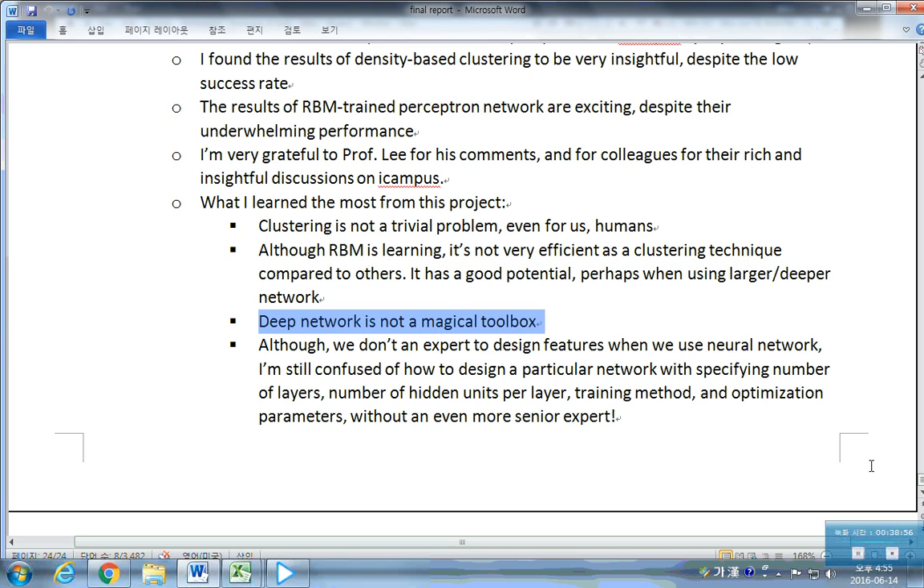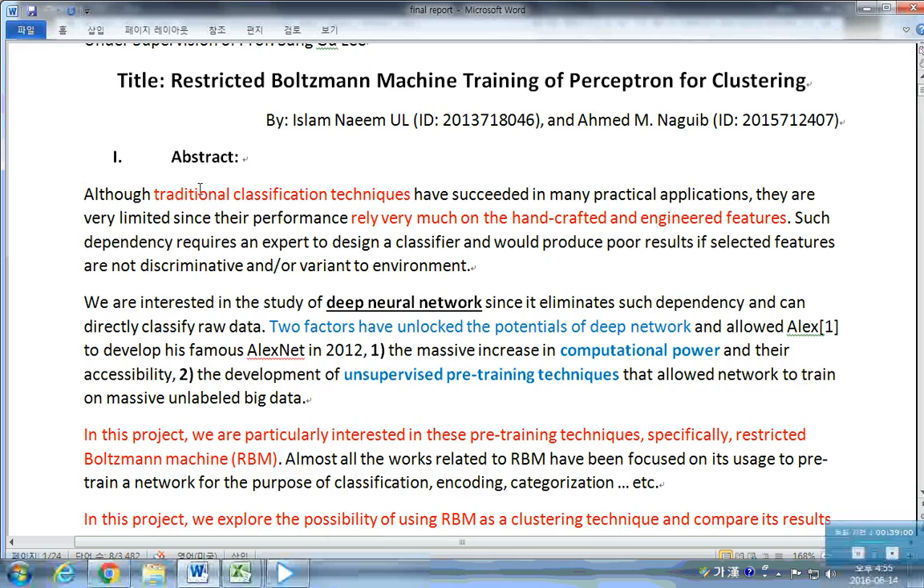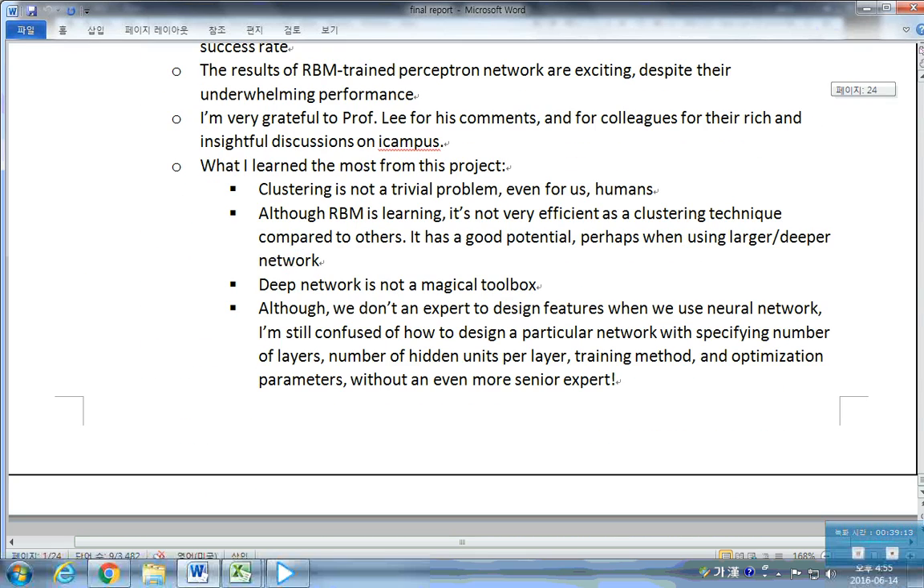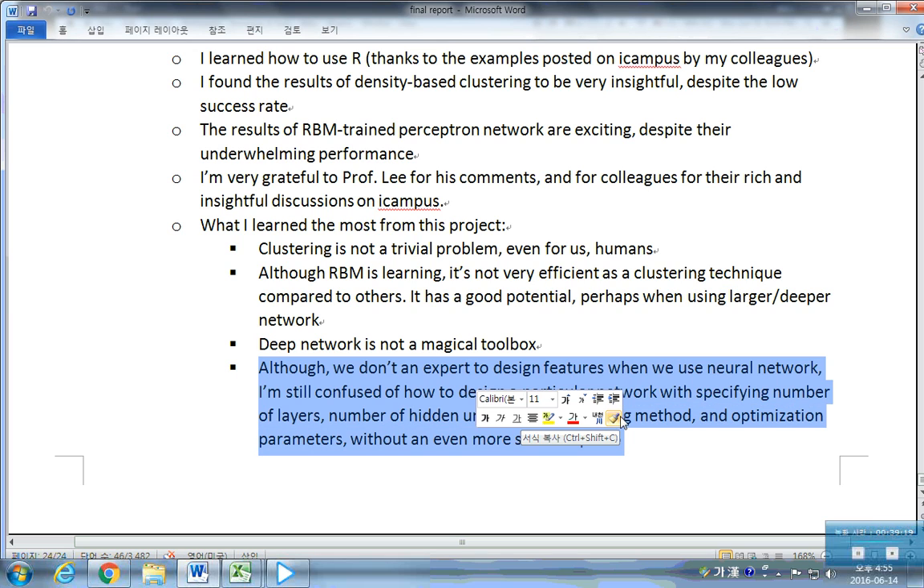And one final comment is, if you remember at the very beginning, I said that people think traditional classification techniques have the problem of requiring an expert to design the features, and they said deep neural network is better because you don't need an expert, you don't need to specify features. But I find it ironic because specifying how many layers and how many features requires experience about the task at hand, so it also requires an expert.